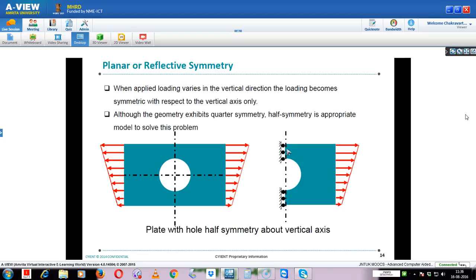Here, the condition is that we need to restrain this face horizontally. It should not move in the horizontal direction. If you take a 1/4 model, then when you rotate about this axis, the loading pattern is not symmetric. That is the reason we need to take half of the model.